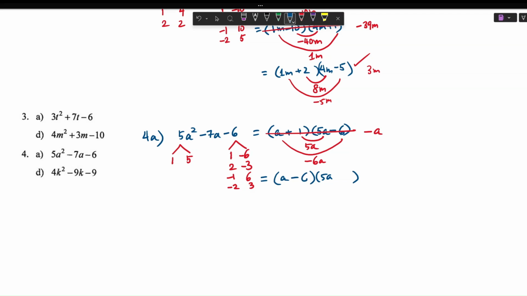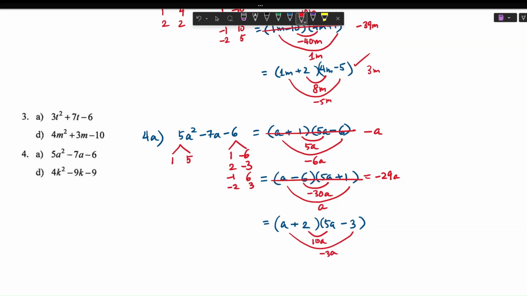If you swap the negative 6 and the 1, what do you get? You get negative 30a and 1a. That's going to be negative 29a. Also not what you wanted, so we're going to try something different. Let's try 2 and negative 3. We're going to have 10a and negative 3a. That's 7a. That's almost correct. The sign is just not quite right.